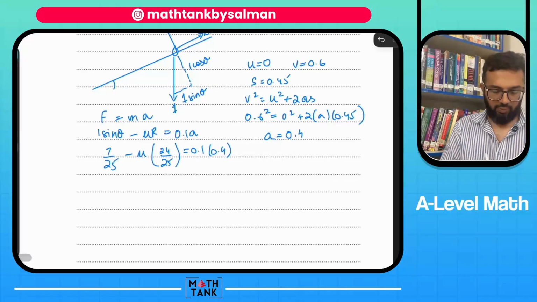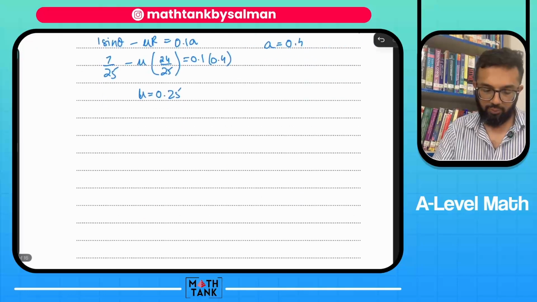So yeah, 7/25 minus 0.1 into 0.4. So mu आ रहा है 0.25. Okay, यही प्रूव करना था.